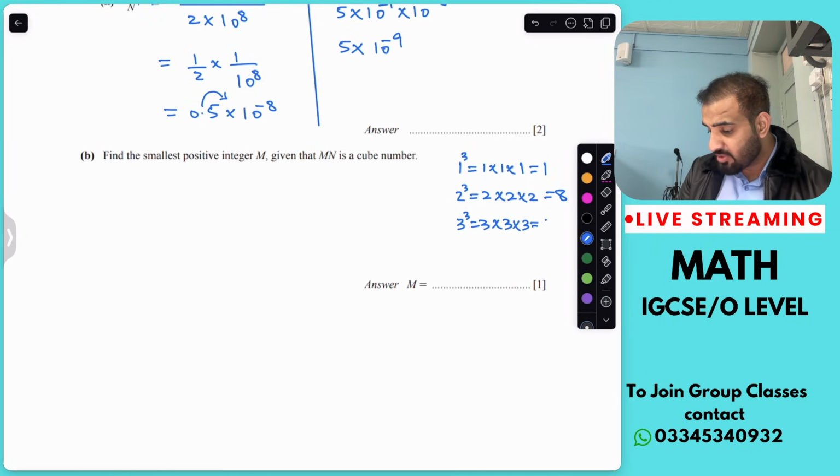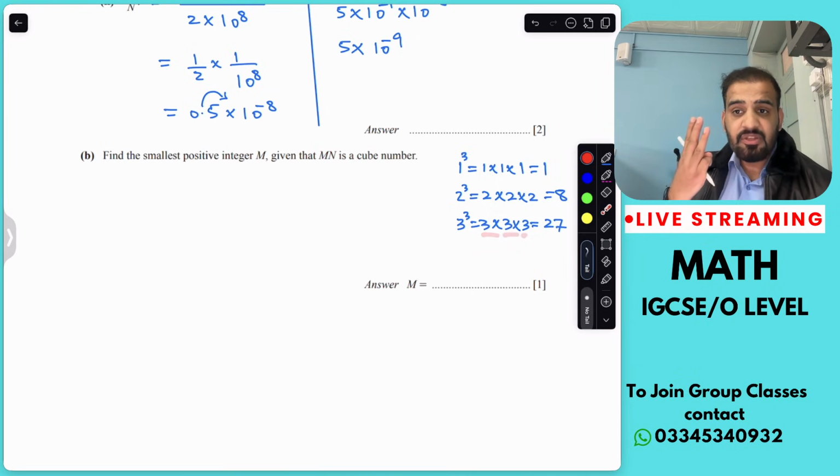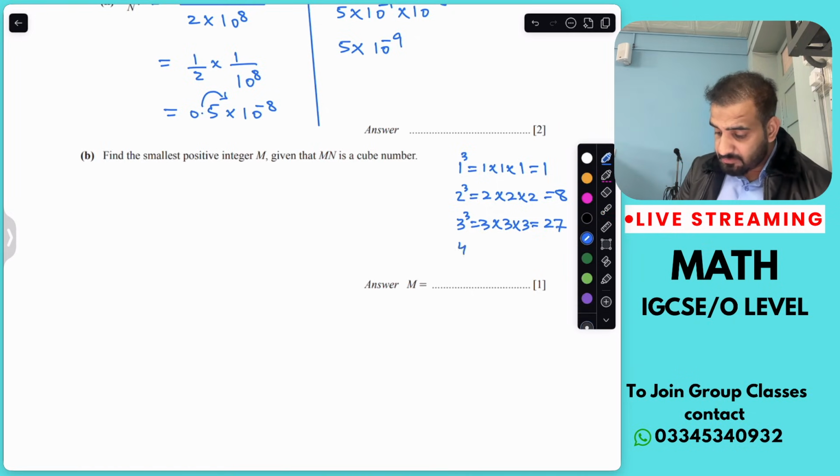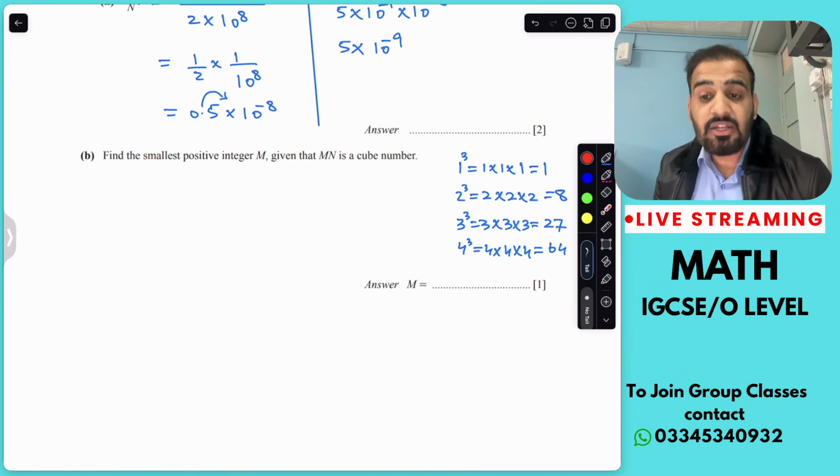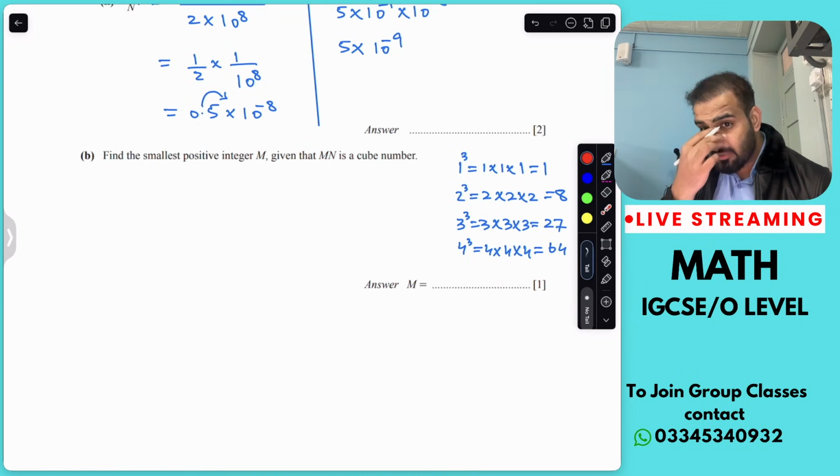So you have to note one point: any cube number, that is 3 times, it will be 3 times, okay, multiplying itself. So 4 cube is 4 cross 4 cross 4. So these are the cube numbers. Please remember that. 1, 8, 27, 64. These are the cube numbers.